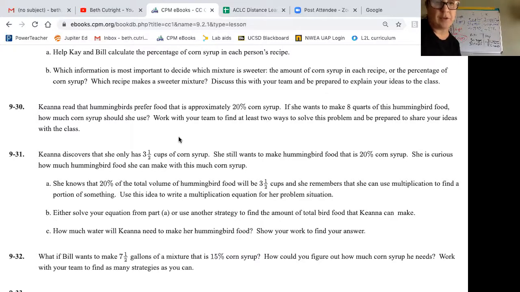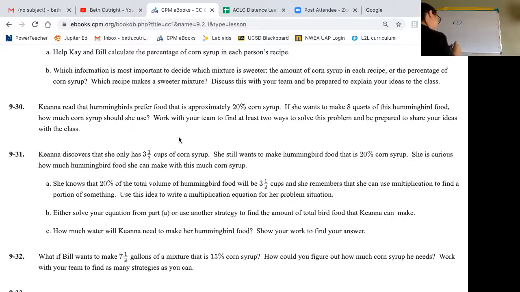So we can use math to figure that out. She knows 20% of the total volume of hummingbird food will be 3.5 cups. And she remembers she can use multiplication to find a portion of something. Use this idea to write a multiplication equation for her problem situation. So she has 20%. 20% is the magical hummingbird number that our birds like to drink from. And hopefully you remember that 20% is 0.2 as a decimal.